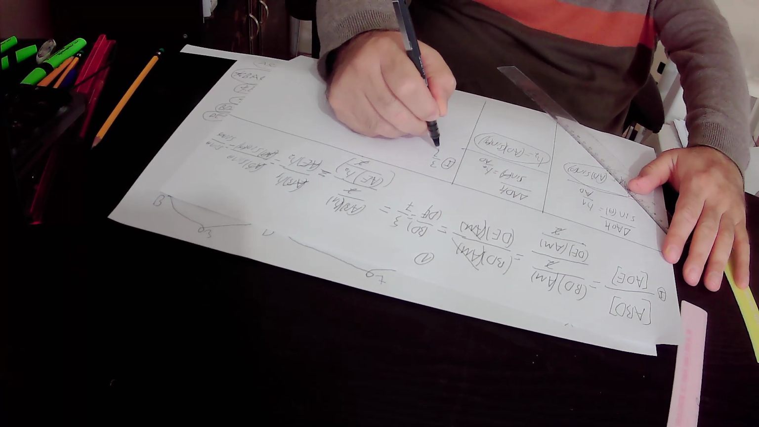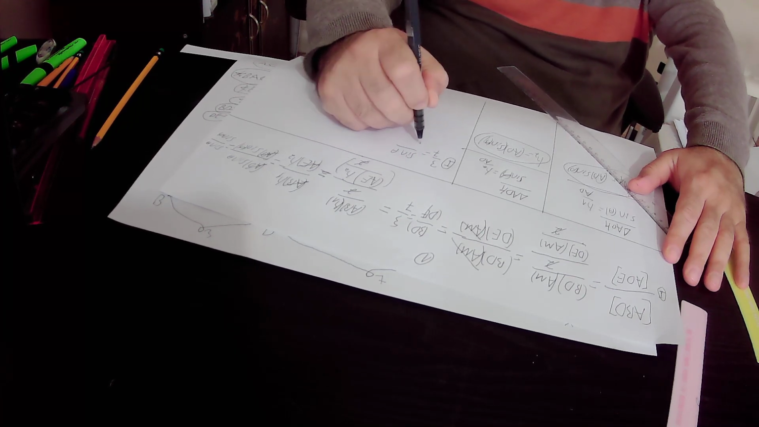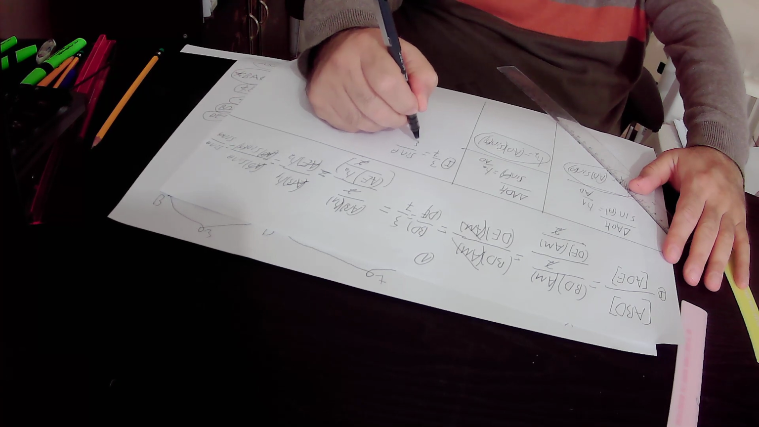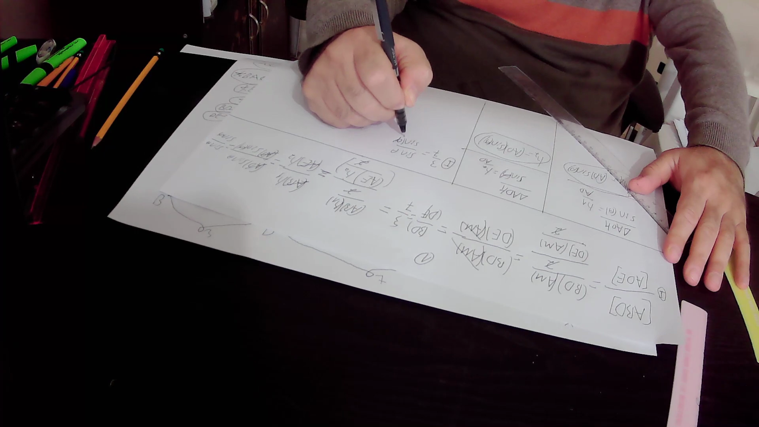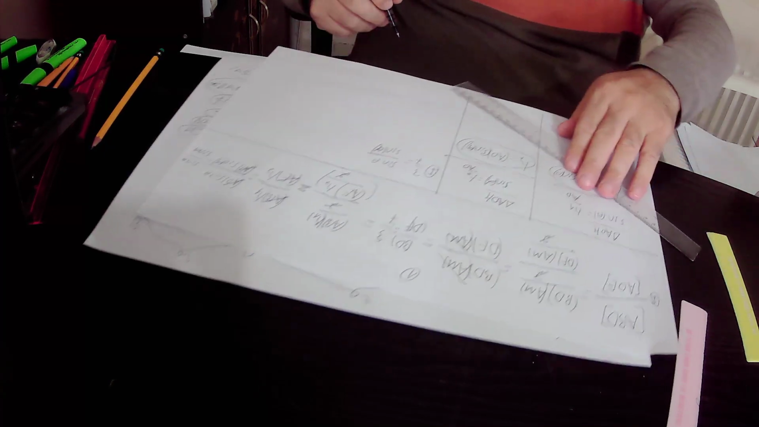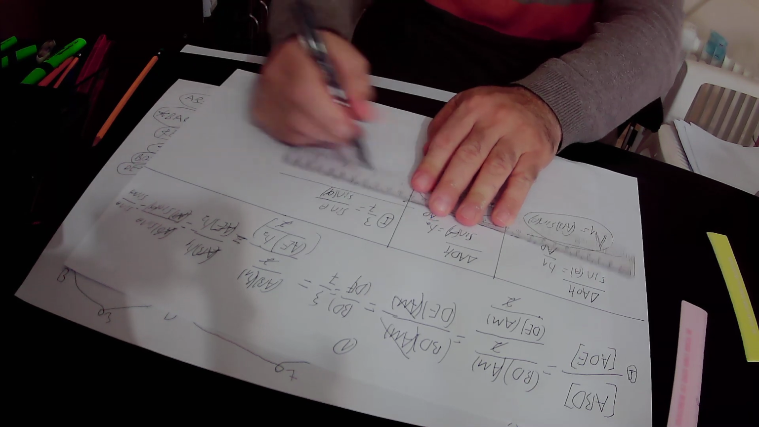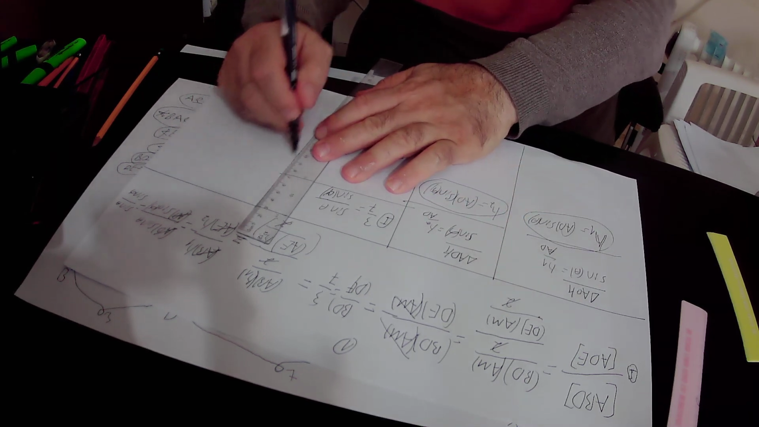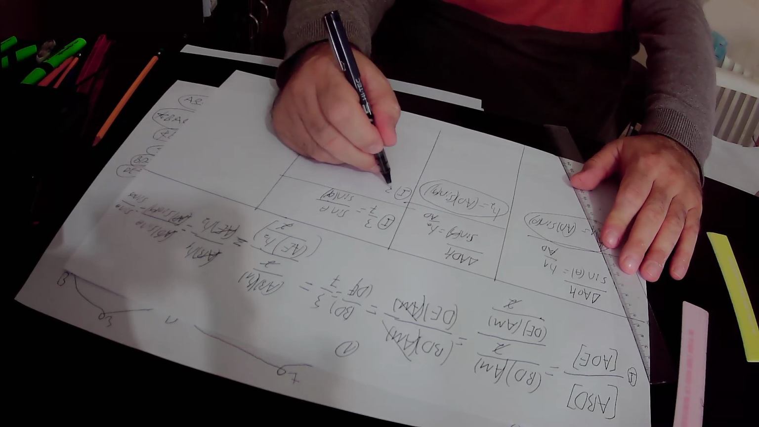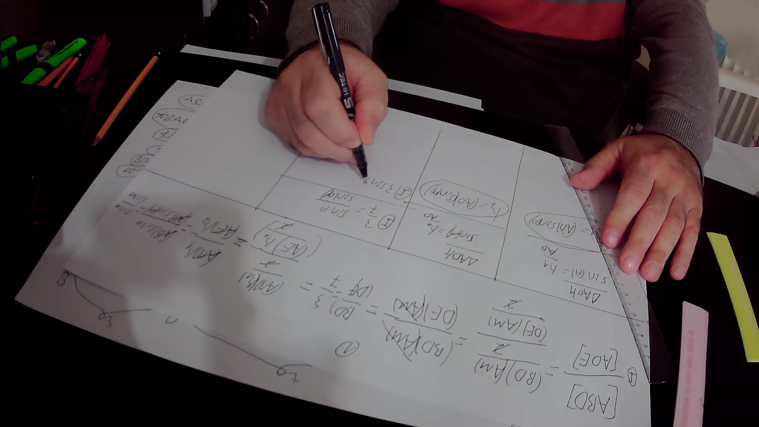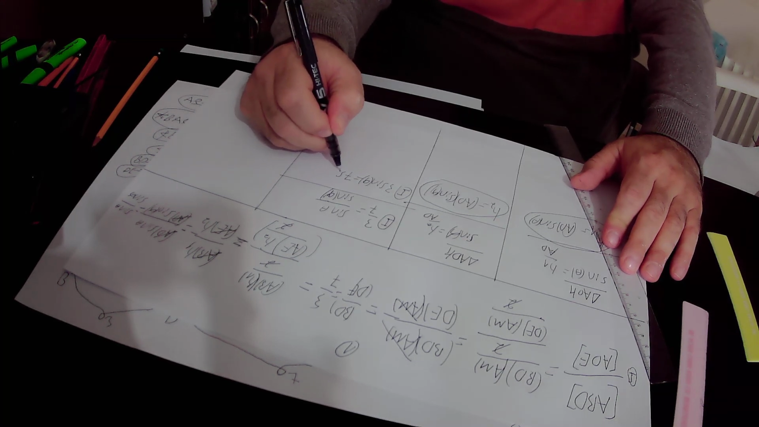In conclusion, we found out that according to equation number 1, 3 over 7 is equal to sine theta over sine alpha. So here we will cross multiply equation number 1, and we will get that according to equation number 1, 3 times sine alpha is equal to 7 times sine theta.